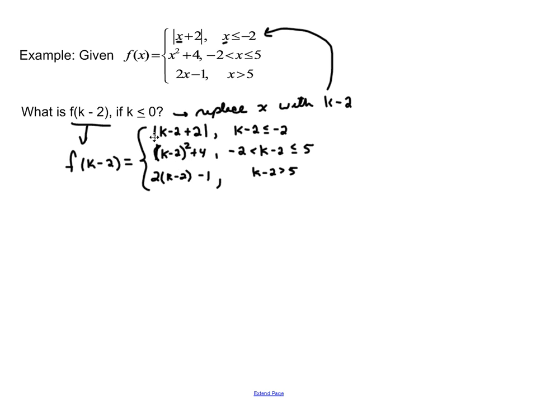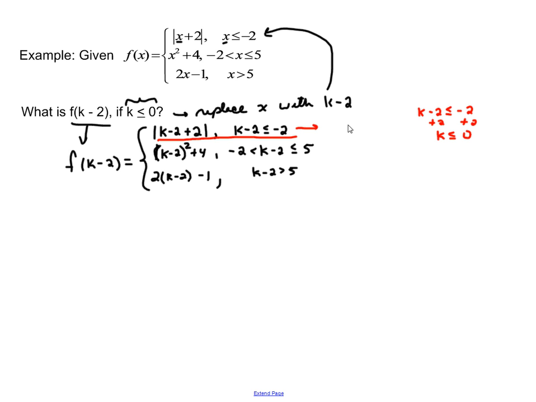All right. Now, we are given this other condition right here. We're just told, what happens if k is less than or equal to 0? And then I go over here to this piece of the expression, and I notice that if I were to take my inequality, k minus 2 less than or equal to negative 2, if I add 2 to both sides, I add 2 to the left, I add 2 to the right, I find that k is less than or equal to 0. So this is the only piece that I really need to worry about right here.